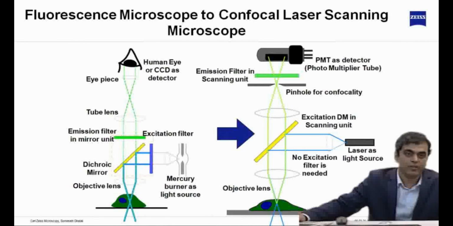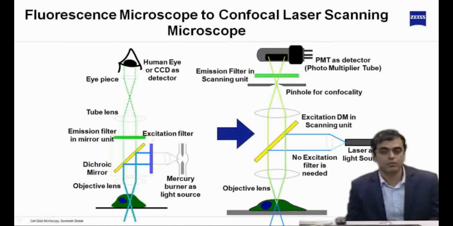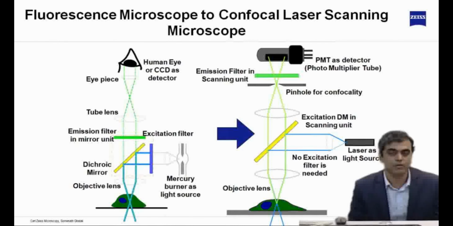Okay, so if we compare a wide field and a confocal laser scanning microscope, the first thing is obviously the light source, which has been replaced from a mercury light source to a laser light source here, to have a more coherent light source falling onto the sample.